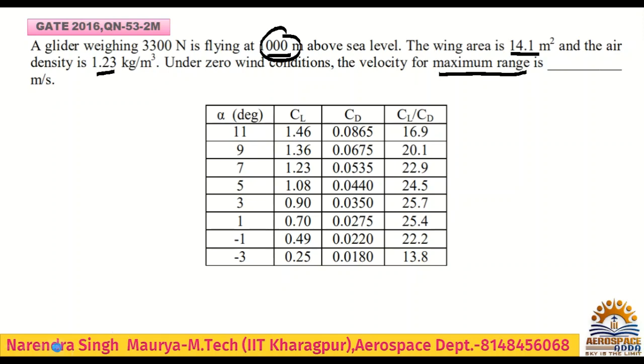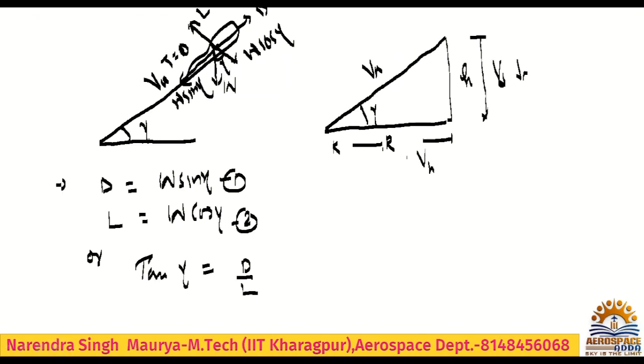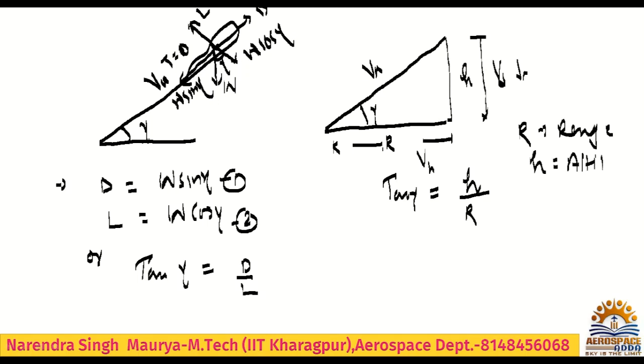Now we'll write this formula so we can relate range and altitude. So tan gamma is equal to what? H divided by R. Yes or no? R is nothing but range, H is nothing but altitude. What is gamma? Gamma is nothing but the gliding angle.